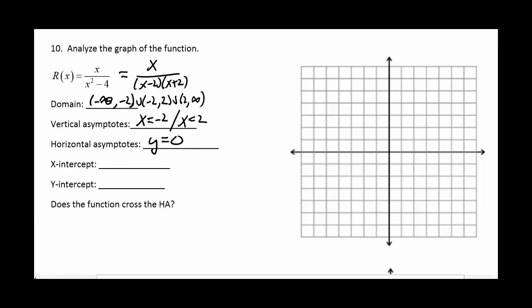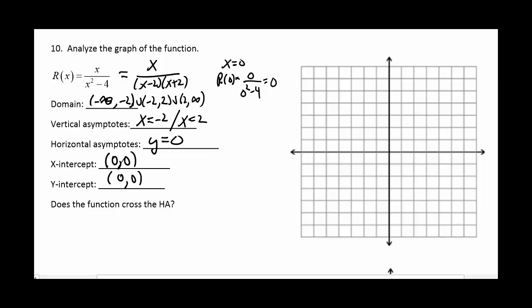X-intercept, I get that by looking at the numerator. So if I essentially set the numerator equal to 0 and solve, I get 0, yay. So it crosses the x-axis at 0, 0. And then normally, to find the y-intercept, we would plug in 0, evaluate it at 0. But it just so happens that when you take 0 and divide it by who cares, you get 0. So the y-intercept is 0, 0.